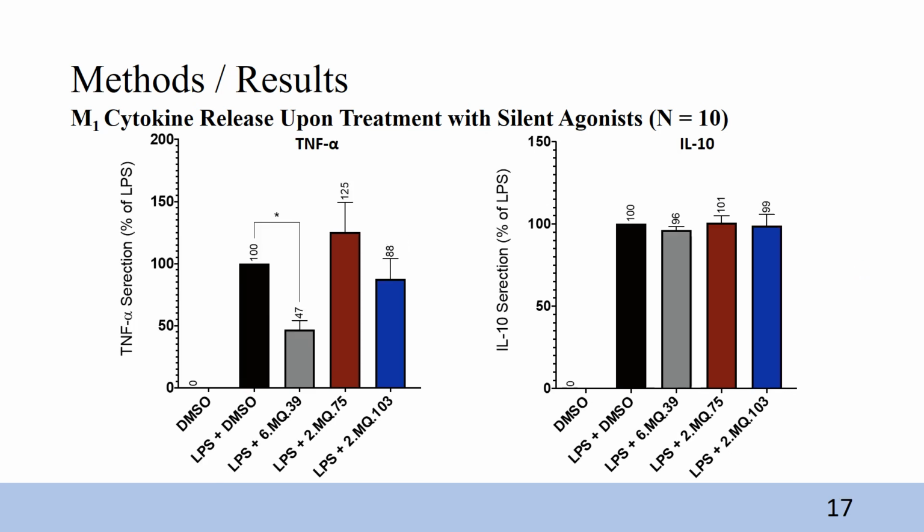And finally, here we have TNF-alpha and IL-10 release again in M1 macrophages. We see a significant decrease in TNF-alpha release from 100% to almost half, so to 47%. 2MQ103 also seems to have an influence on TNF-alpha release, but this inhibition was not shown to be significant. For IL-10, no significant inhibition is seen when treated with the silent agonists. Considering the involvement of TNF-alpha in various autoimmune diseases and chronic inflammation, these results show that 6MQ39 has great anti-inflammatory potential.